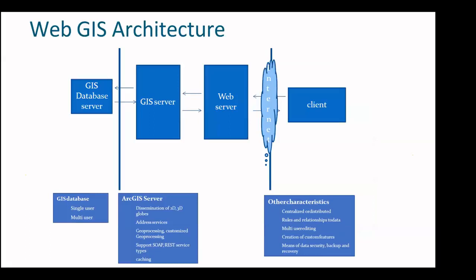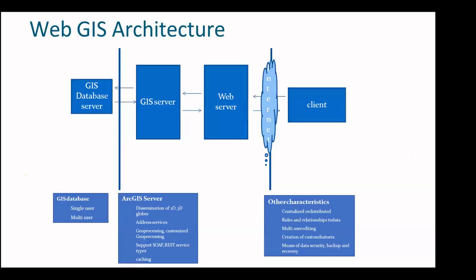The GIS database can be a single-user or a multi-user version database where you can give a user access over the browser, so that online you can do the editing and the processing. Different kinds of operations on the GIS database can be done through the web server and GIS server to the database. So this is possible now, but who is allowed and who is not allowed is the administrator's decision.